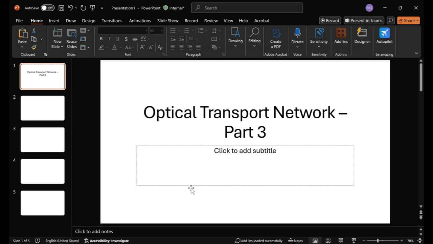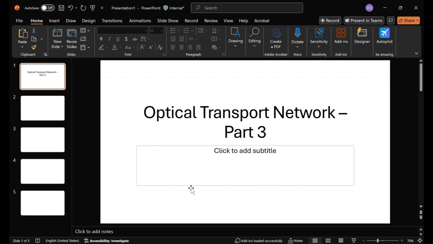Optical Transport Network Part 3. Welcome back to our Optical Transport Network series. In the first two parts, we explored the foundation of OTN, its architecture, layers, and how it maps different client signals. In this part, we will take it further.